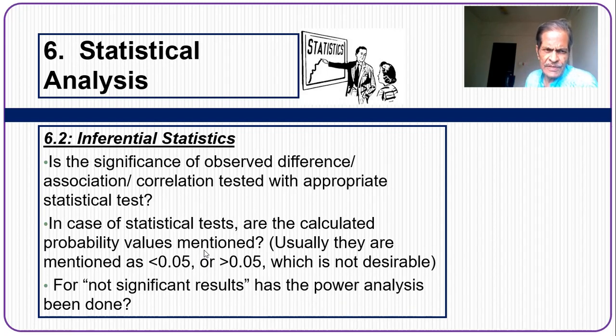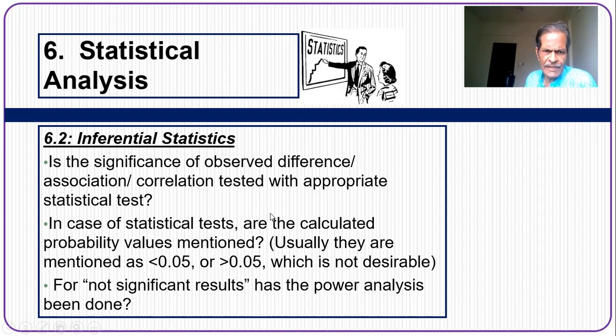Then the next thing is the inferential statistics. One must find out whether the significance of the observed difference, association or correlation is tested with an appropriate statistical test. The correlation value of two quantitative variables may be mentioned, but its 95% confidence interval and its statistical significance in an appropriate test are not given. Or the authors claim an association between a risk factor and the outcome in the form of an odds ratio, but the significance test of that odds ratio is not given. That must be given, and you must find out whether it is with the appropriate statistical test.